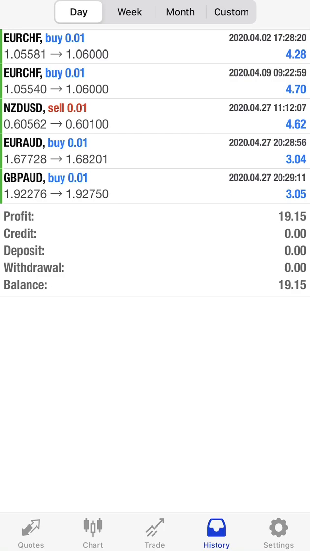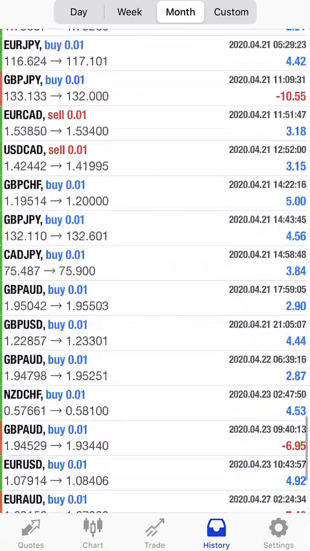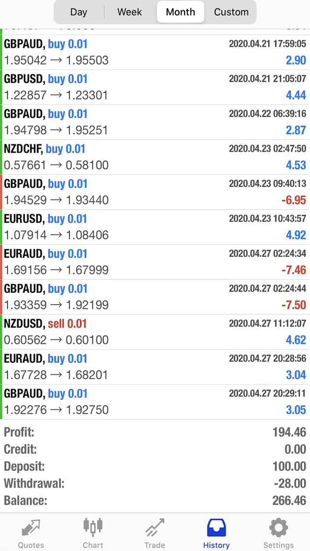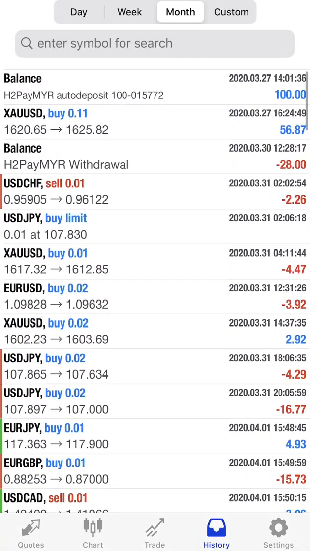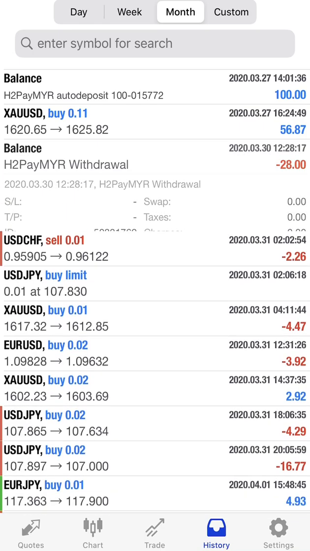So let's go to the history of this account. What happened to this account? As I showed you before, I'm gonna show you again. As you can see, this is the real money account. Let's move to the monthly history of this account. In summary, this guy deposited about $100 in this account. He already withdrew $28. The profit on this account is $194. Right now the balance is $266. Let me scroll up and show you. On 27th of March 2020, this guy deposited about $100. That's the trade he placed, and he earned about $58 from that, and he withdrew that money from the account as well.